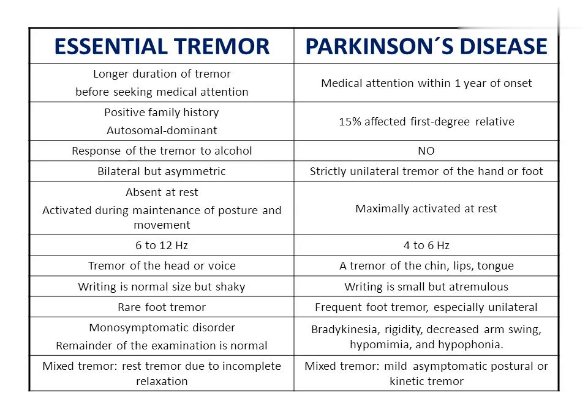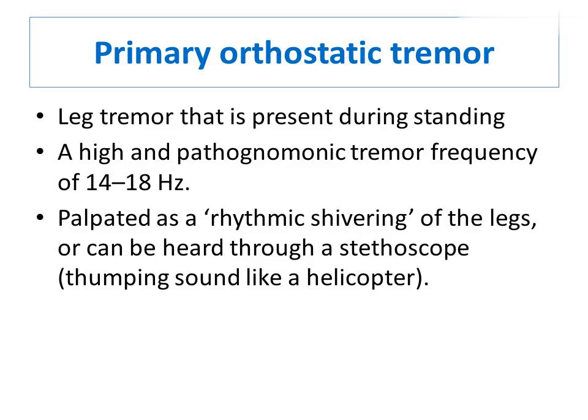PD: bradykinesia, rigidity, decreased arm swing, hypomimia, and hypophonia. Mixed tremor: rest tremor due to incomplete relaxation; mild asymptomatic postural or kinetic tremor. Primary orthostatic tremor is a leg tremor that is present during standing, with a high and pathognomonic tremor frequency of 14 to 18 Hz. It is palpated as a rhythmic shivering of the legs, or can be heard through a stethoscope, a thumping sound like a helicopter.